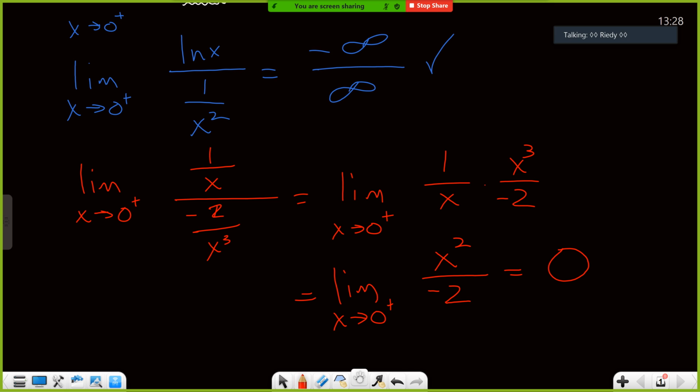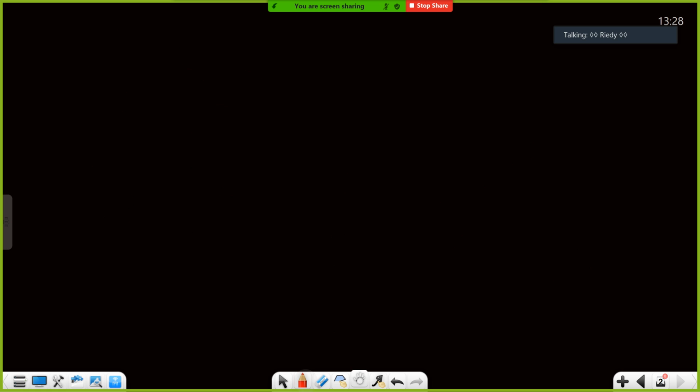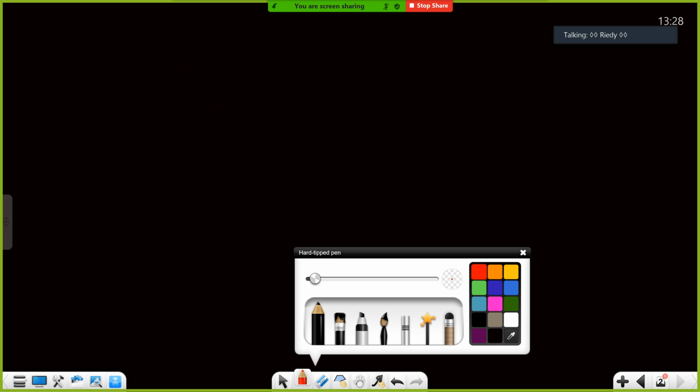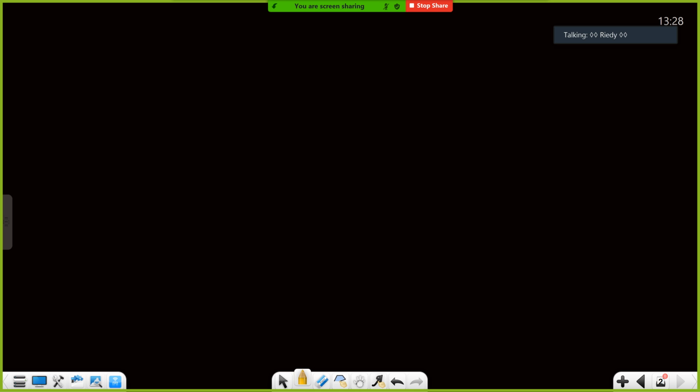The other one is scary looking, but is very easy to solve, because all you're going to do is use some algebra. Let's suppose I have the limit as x approaches infinity of 1 over e to the x minus 1, minus 1 over x.